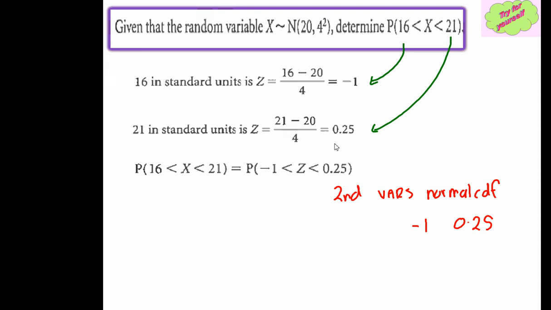So find the probability that x is between 16 and 21. It's like saying what's the probability that z for the standard normal curve is between negative 1 and 0.25. So negative 1 would be to the left of the mean, 0.25 would be to the right of the mean. So go Second Vase, normal CDF, put in negative 1 as a lower bound, 0.25 is the upper bound, mean is 0, and sigma is 1. You get 0.44 as being the probability.